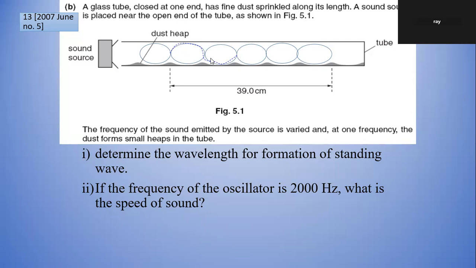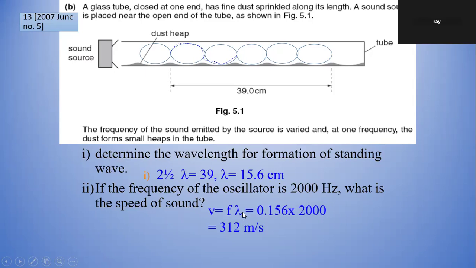Okay, that's your wavelength. That's your second wavelength. That's half a wavelength. So 2.5 wavelengths is 39 cm, so your wavelength is 15.5 cm. If the frequency of the oscillator is 2000 Hz, what is the speed of sound?